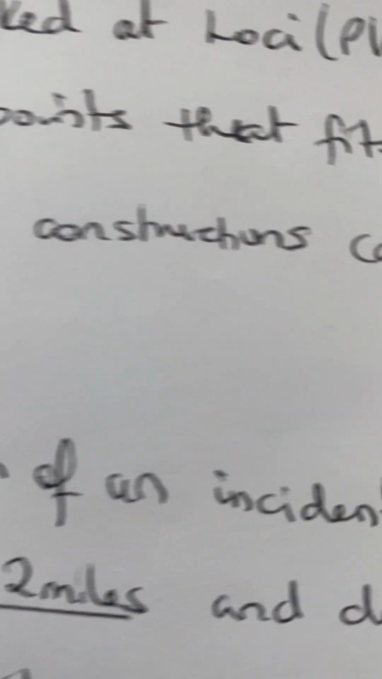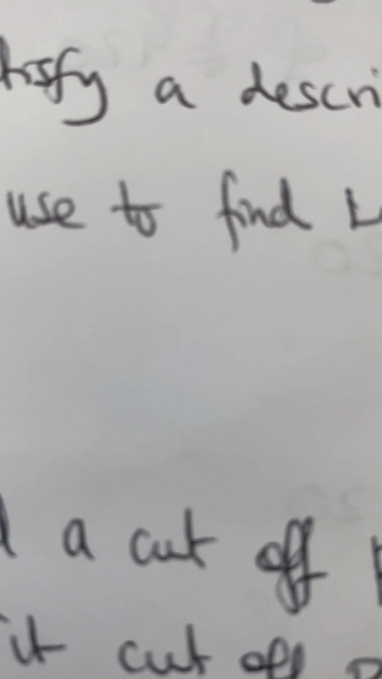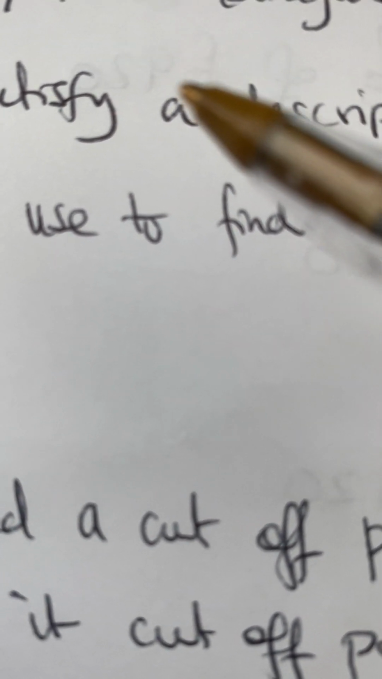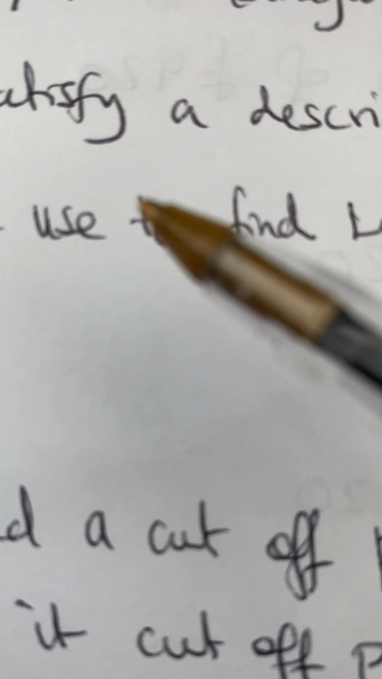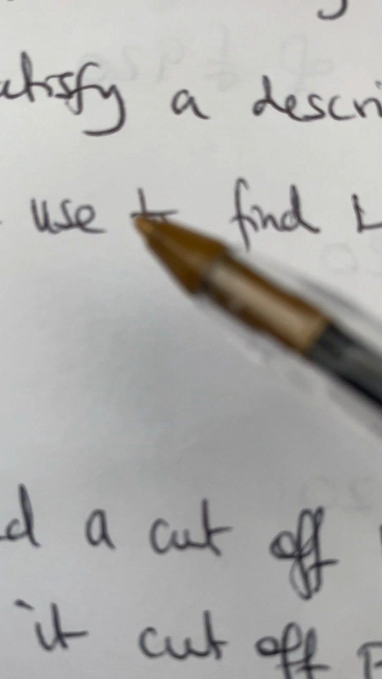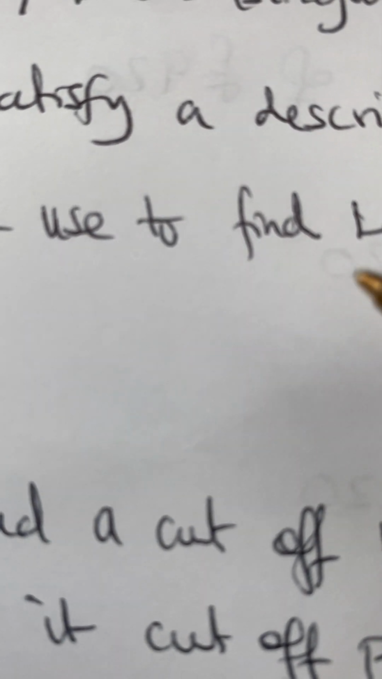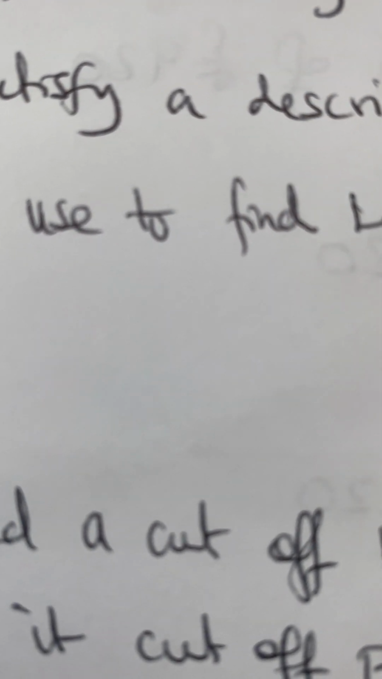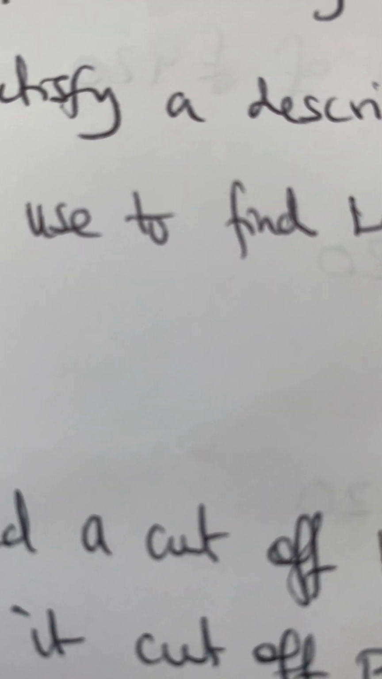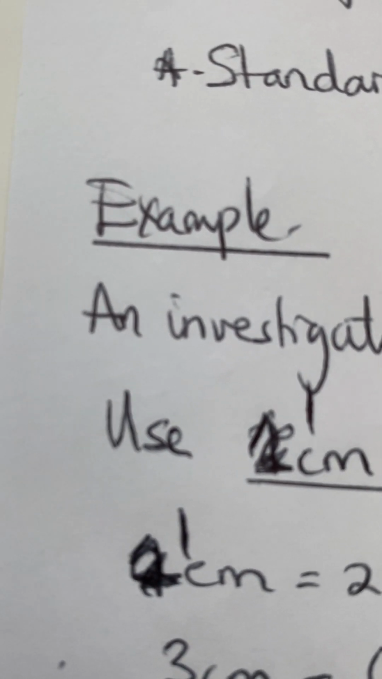Standard construction can be used to find loci, loci being the plural. So for instance, if you draw a circle of radius 1 centimeter, everything on the circumference is your loci, but one point on the circumference is your locus. So let's quickly look at an example.